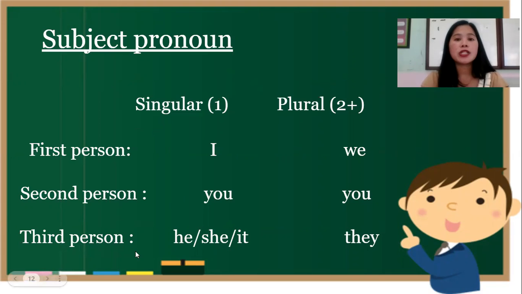Now, third person. Here come the he, she, it. If it is only one, he for the boy, she for the girl, and it for a thing and animal. If it is many, you are going to use the pronoun they. Okay? All right. So teacher, what is the subject pronoun?